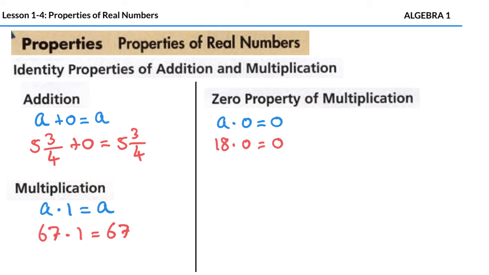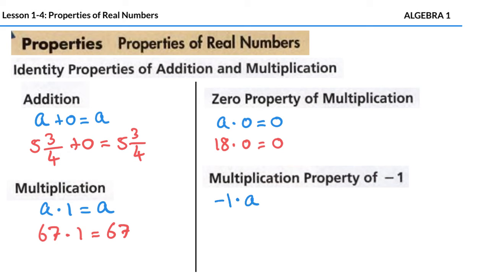Now, what is the multiplication property of -1? It says that the product of -1 and a is what? -a. Easy to guess. For example, -1 times a will be -a. Example, -1 times 9 is going to be equal to -9. Good. So, this is the multiplication property of -1.